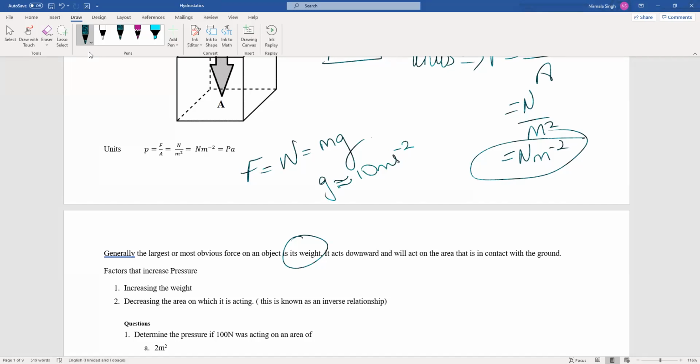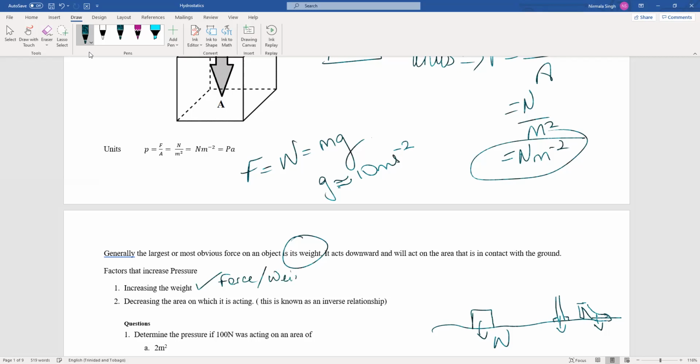It acts downwards and will act on an area that is in contact with the ground. So we know that if we had, this is our ground, and we put anything on that ground, any single thing on that ground, all right? That's my really horrible, terrible interpretation of a shoe. All right? All the weight of every single object acts downwards and basically acts on the ground or whatever it is standing on because weight acts downwards. Factors that increase pressure, we can increase the weight or the force.